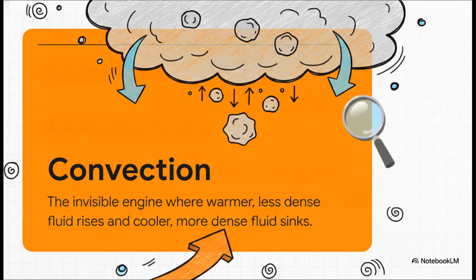And this brilliantly illustrates the invisible engine of convection. Convection is exactly this cycle: warmer, less dense fluid rising, and cooler, more dense fluid sinking. In the atmosphere, this acts like a massive vertical elevator. The rising warm air pushes up on the water droplets and ice crystals, literally holding those heavy hailstones aloft inside the cloud. It lets them grow larger and larger until they finally get too heavy for the updraft and crash back down to the ground.